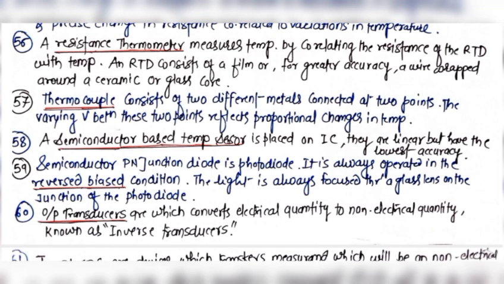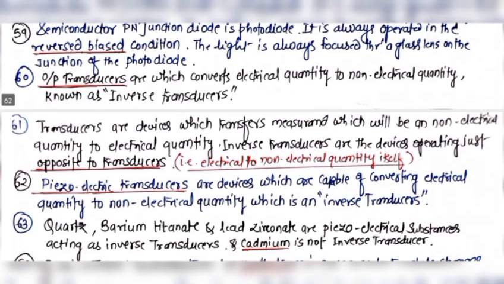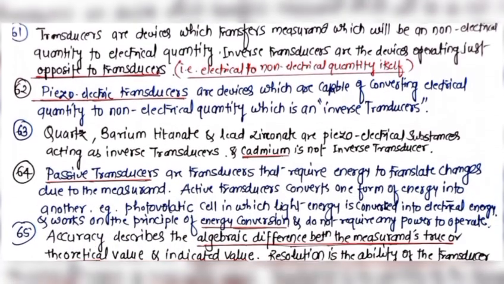A semiconductor PN junction diode is a photodiode. It is always operated in the reverse bias condition. The light is always focused through a glass lens on the junction of the photodiode. Output transducers convert electrical quantity into non-electrical quantities, and are known as inverse transducers.